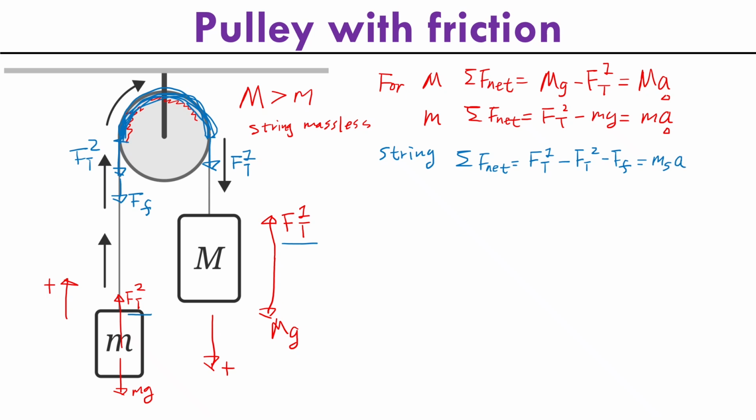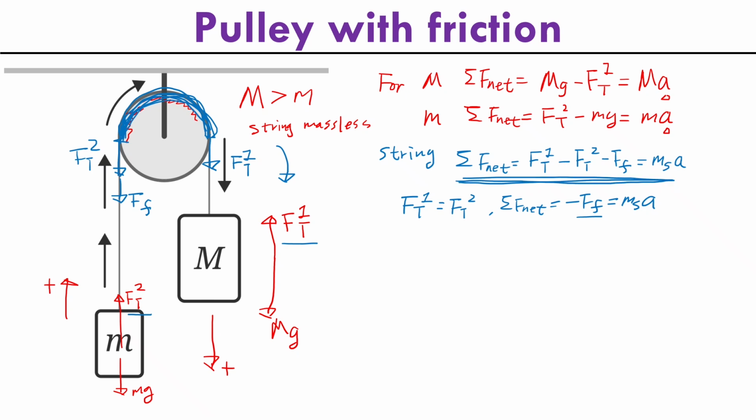Okay, now let's evaluate this equation here. Some student might say it's the same string, so the tension on both sides would be the same. Let's consider if that's possible. If we let Ft1 equal Ft2, then the net force becomes minus Ff equals mass times acceleration. So this force is going counterclockwise. That means this part of the string is going counterclockwise, which is not possible because we know the whole system is going clockwise. So what should be the net external force on this part of the string?